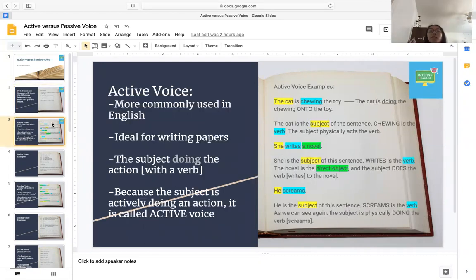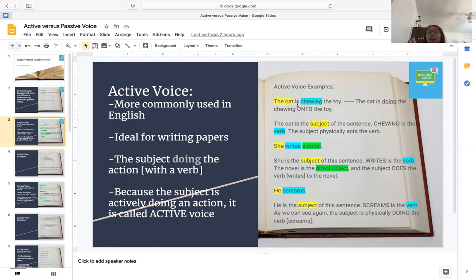The active voice is more commonly used in English writing, and it's ideal for writing papers or essays. The active voice occurs when the subject is doing or acting the action by means of a verb. And because the subject is actively creating an action, it is called the active voice. Let's go over some examples.